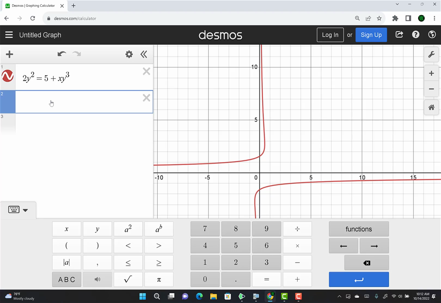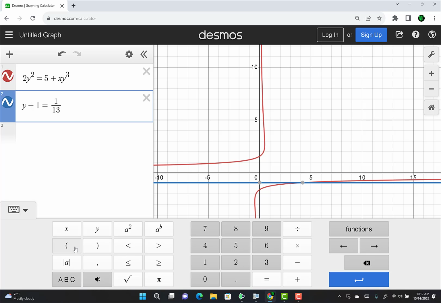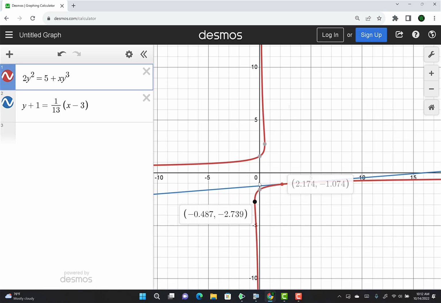That slope is a really flat slope, right? What was my tangent line? y plus 1 equal to 1 over 13 times x minus 3. Yeah. Look, check it out. Looks awesome. Here, I'm assuming that's 3. Yep, there it is. It looks like a tangent.